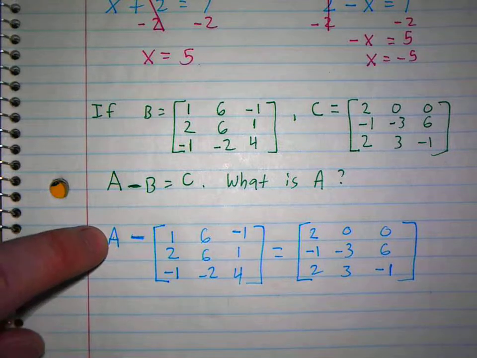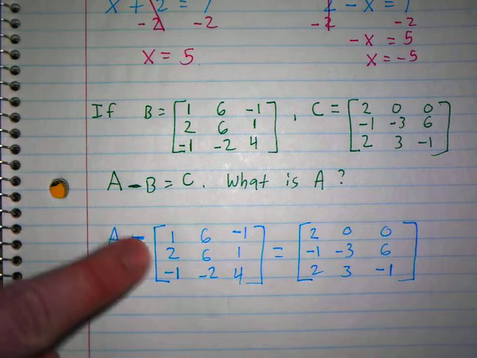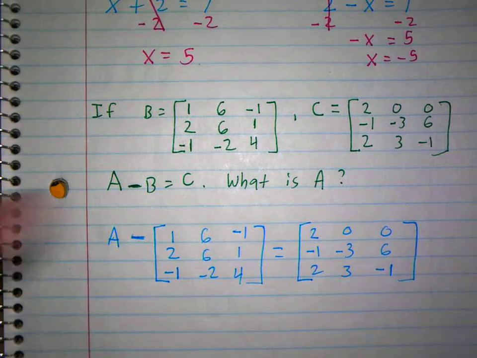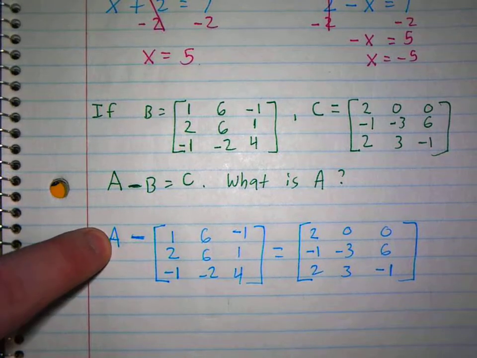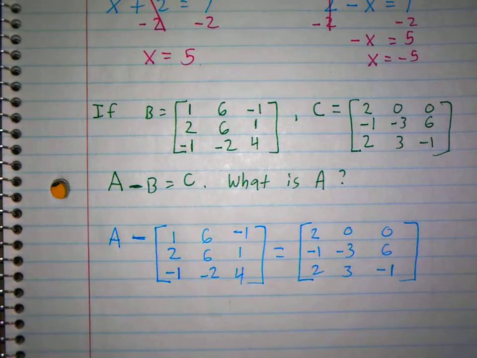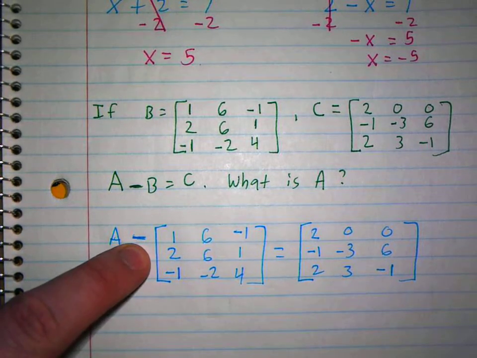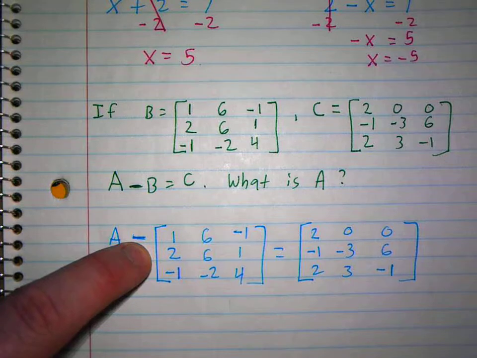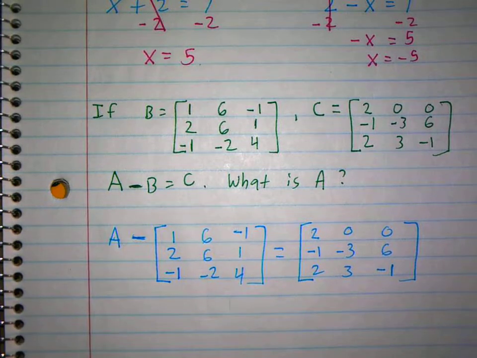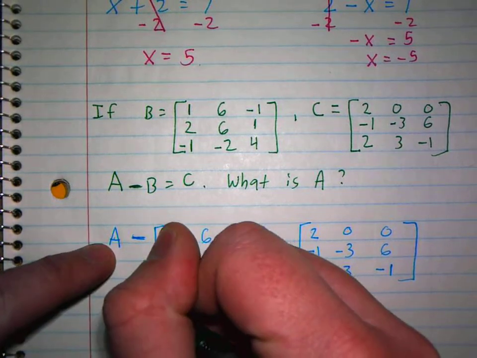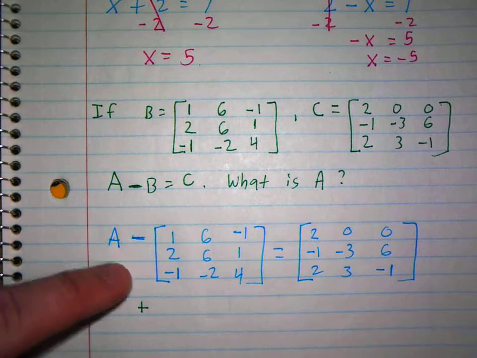So I'm trying to solve for matrix A. Matrix A is going to be a 3 by 3. I already know, because when you're adding and subtracting, matrices have to be the same dimensions. So how can I get A by itself if it's A minus this matrix equals the other matrix? Subtract? Don't you do the opposite? So wouldn't you add this matrix to both sides?